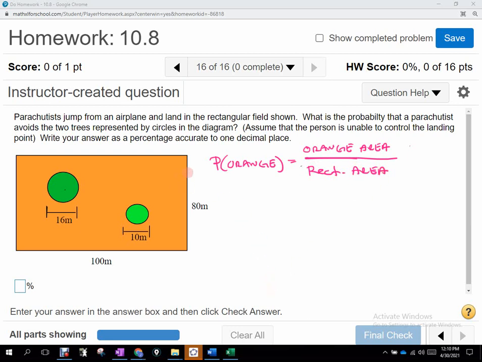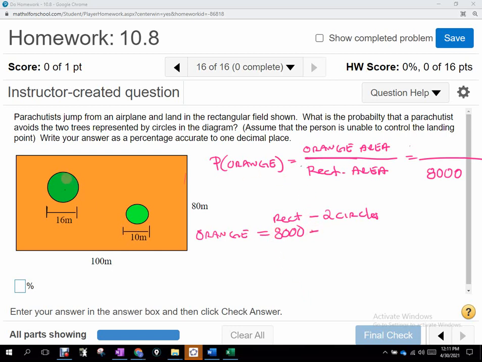The rectangular area is going to be 80 times 100, correct? Does that make sense? Okay. So we know that denominator, 80 times 100, that's going to be my denominator. Now the orange area, how do I find the orange area? Well, the orange area, isn't that going to be the rectangle minus the two circles? Does that make sense?